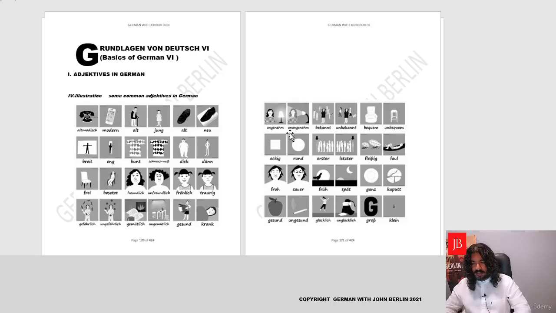Unpleasant. Unangenehm. Okay, now we have this little adjective here, bekannt. It means known. And here we could say das ist ein bekannter Mann. That's a known person surrounded by people. And here, das ist ein unbekannter Mann. Looks to be an unknown person. No one looks at him.